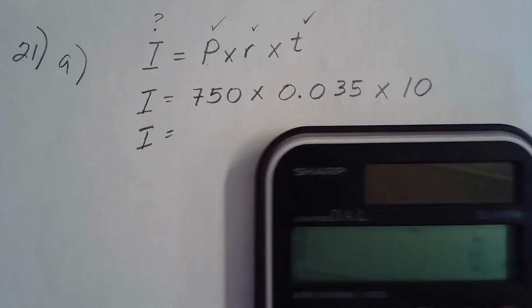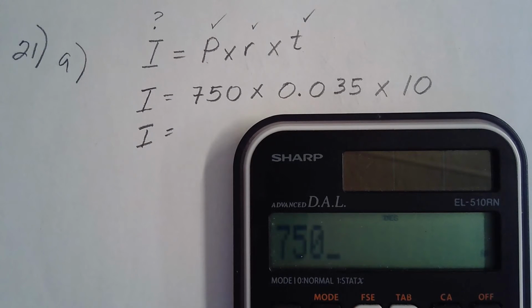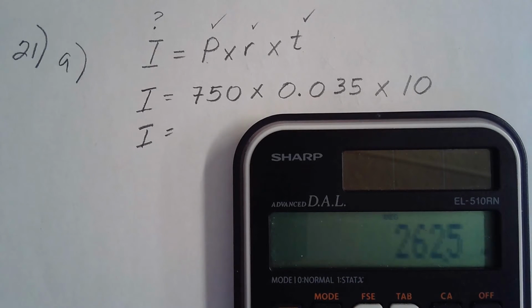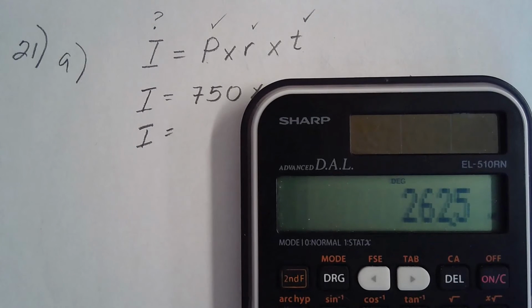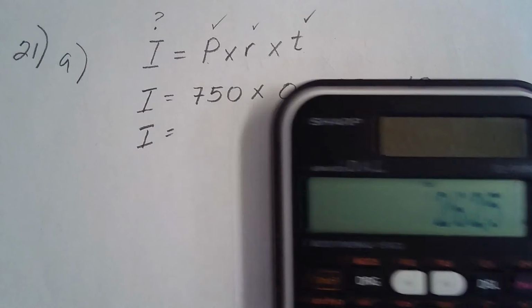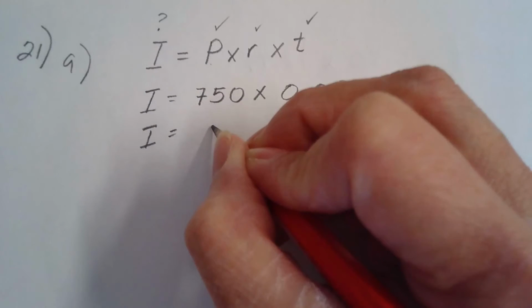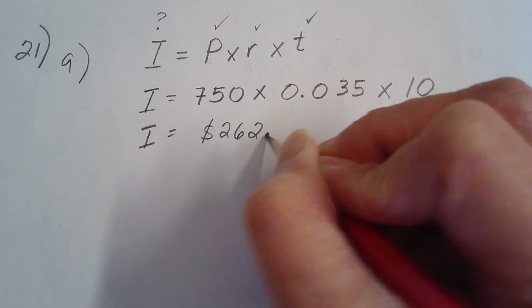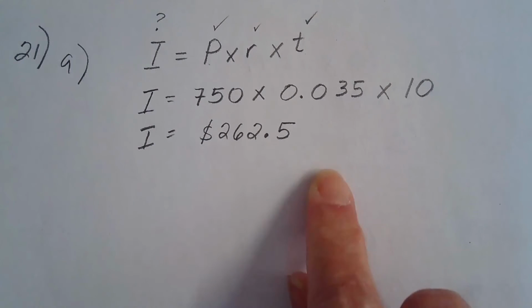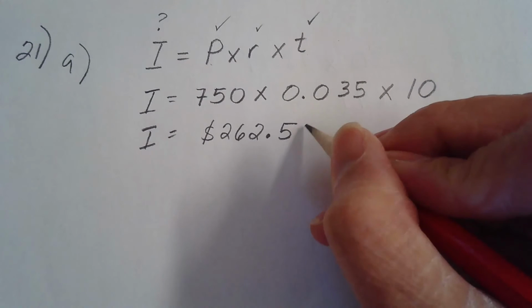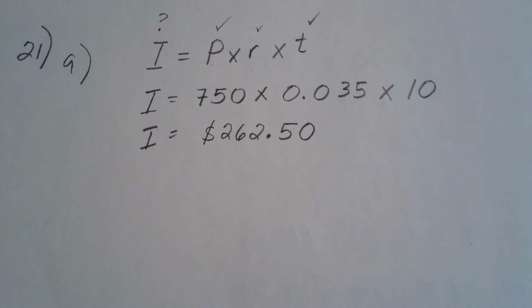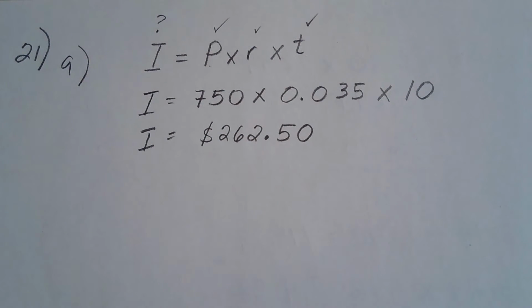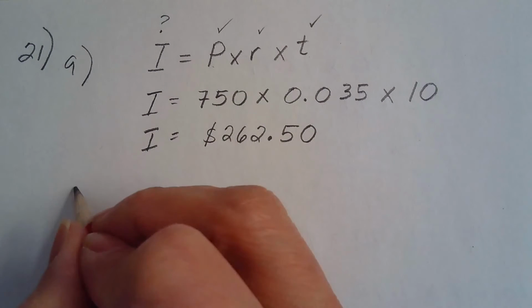So let's calculate that. 750 times 0.035 times 10, and we're going to get $262.5. So 262.5, but it's 2 decimal places, so we have to put a 0 at the end. Okay, so far so good? Yeah, okay.